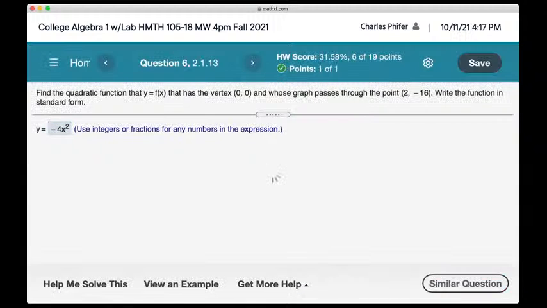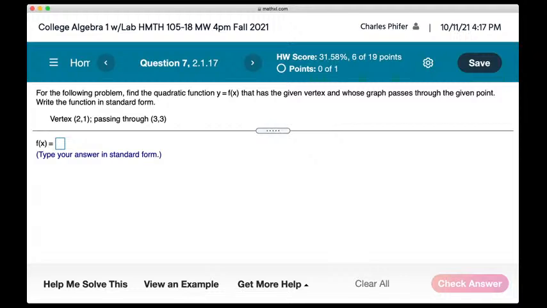Okay. Let's try another one. Same deal. The vertex is 2, 1, passing through 3, 3. Let me take some notes. This is question number 7. This comes from section 2.1, question 17. It says that the vertex is 2, 1, and it's passing through 3, 3. We need to find this in standard form.